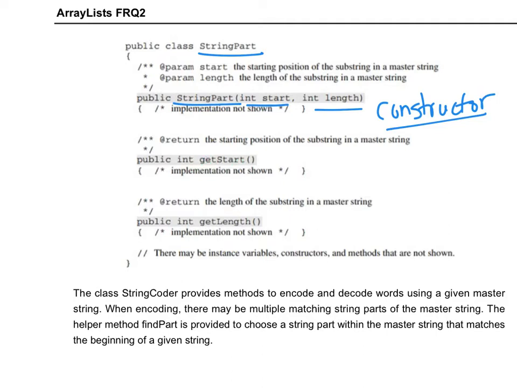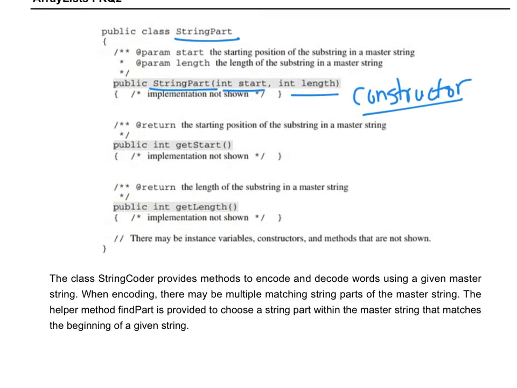So get start is telling you where the string starts in that master string, what it will be later. And get length is the length of it. Okay, so it's showing you this in code form. So you don't need to know the implementation. It's unnecessary. All you have to know is what it does. It sends back the length. That's it. So it's important to know that.